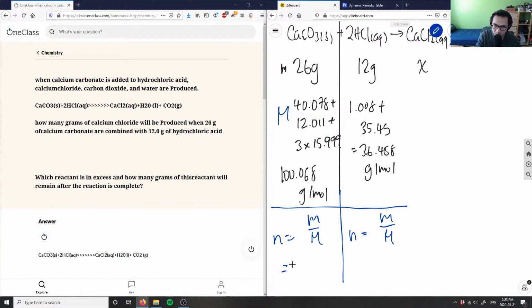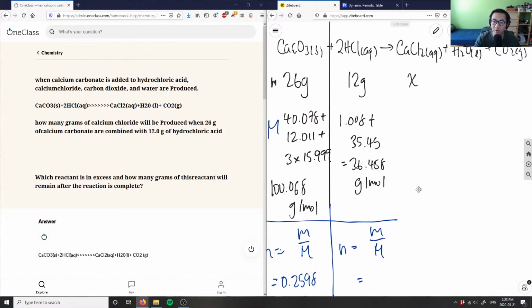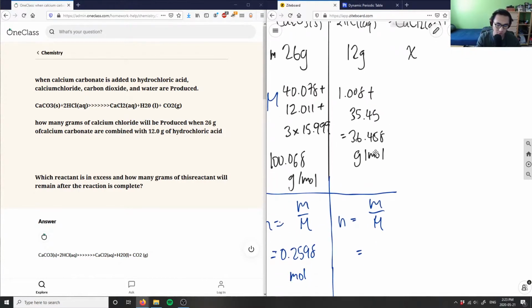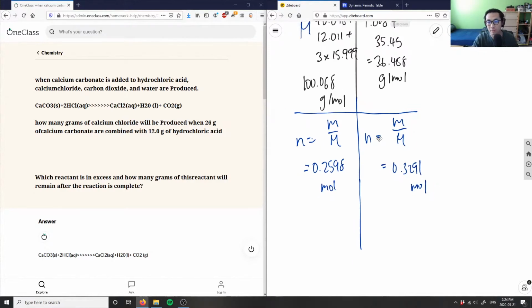So 0.2598 moles. And then for hydrochloric acid, what am I going to get? I have 12 grams divided by 36.458, which is the molar mass of hydrochloric acid. So 12 divided by 36.458, and I'm going to get a value of 0.3291 moles.